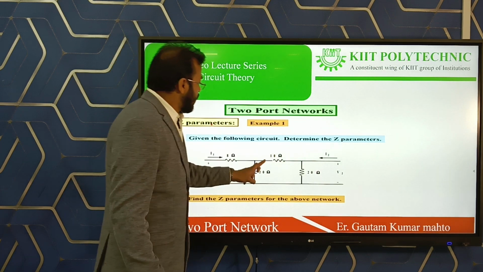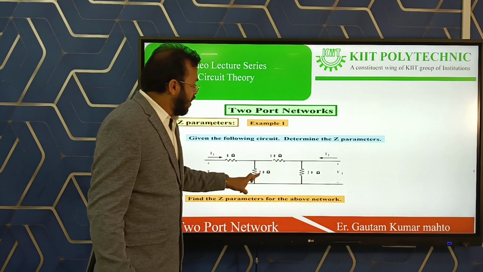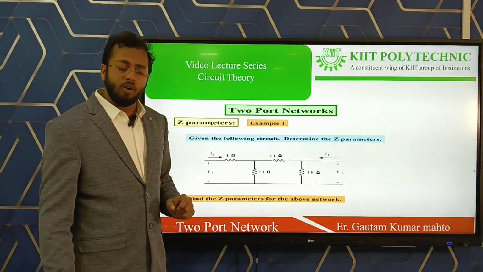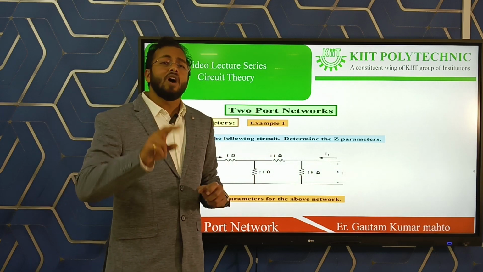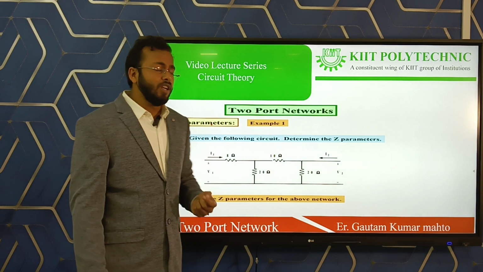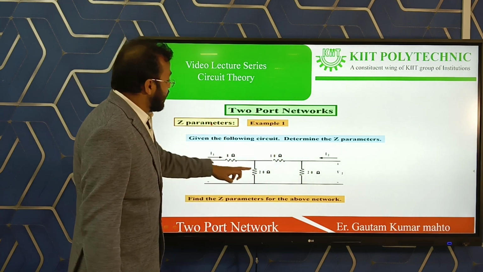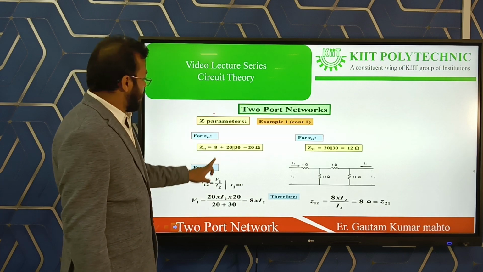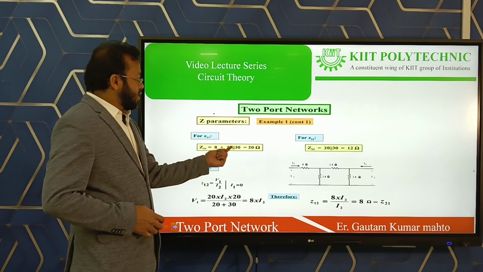Here I2 is 0, and the 10 ohm and 20 ohm are in series, connected with the 20 ohm in parallel. So 10 plus 20 in series is 30 ohm, and 30 ohm with 20 ohm in parallel. R1 into R2 by R1 plus R2 is the equivalent resistance when two resistors are connected in parallel: 30 into 20 divided by 30 plus 20, and that combination is in series with the 8 ohm. Hence Z11 is 8 plus 20 and 30 in parallel.